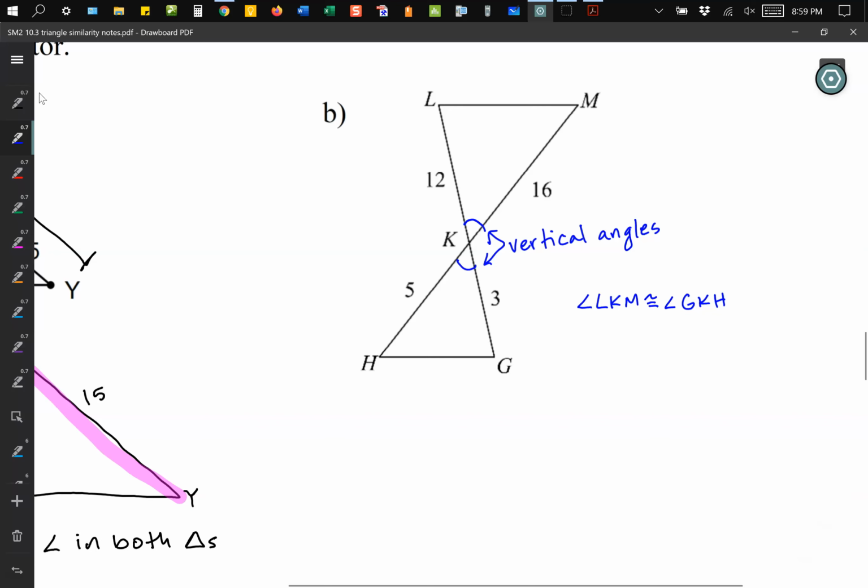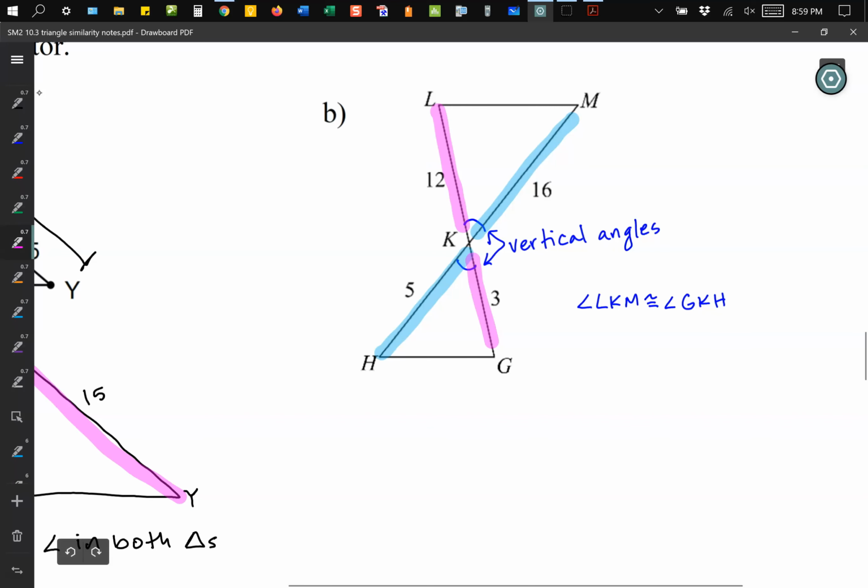So I want to make sure that I get the sides in the right fractions. So I'm going to do longer side, and shorter side, shorter side. Make sure that the fractions have the correct pieces.